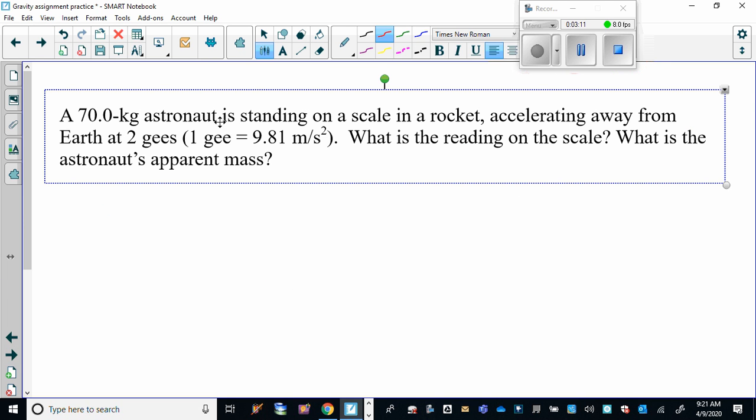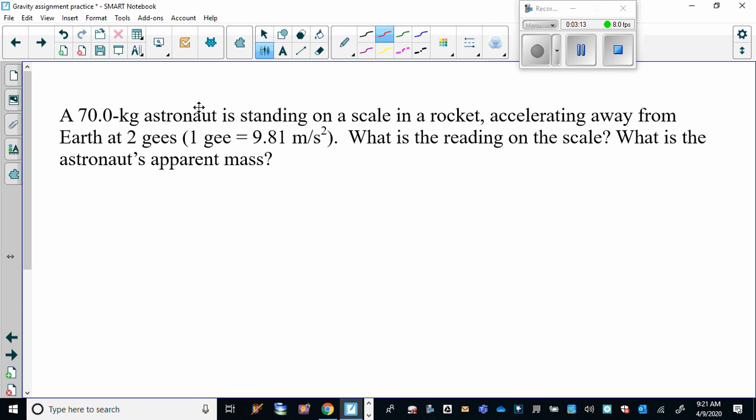Next question. A 70-kilogram astronaut is standing on a scale in a rocket accelerating away from Earth at 2 Gs. And remember, 1 G equals 9.81 meters per second squared. What is the reading on the scale? So here's the scale. I'm just going to draw a free body diagram. You got the normal force pushing up. That's the astronaut standing on the scale. So the normal force is pushing him up. Gravity is pulling him down. And watch the video on elevator questions if you're confused about any of this.